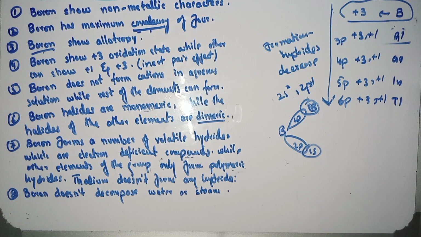Another anomalous behavior of boron is that boron doesn't decompose water or steam, while the rest of the group 13 elements, that is aluminium, gallium, indium and thallium, can be decomposed by hot water or steam. This is the one unique behavior of boron that differentiates it from the rest of the elements of the same group.